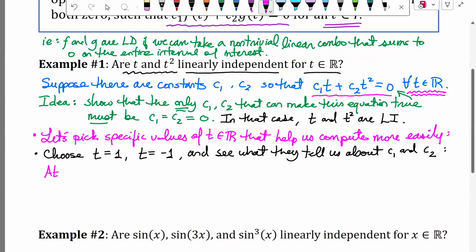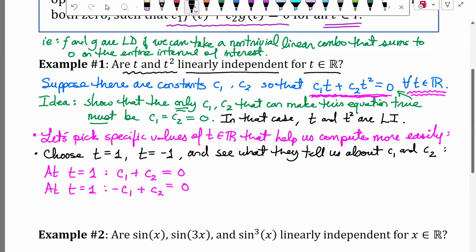Okay, at t equals 1, if it is the case that c1t plus c2t squared is 0, then it must also be the case that c1 plus c2 has to equal 0. At t equal -1, if c1t plus c2t squared is 0, then it must be the case that c1 times -1 plus c2 times 1, which is (-1) squared, also has to equal 0.